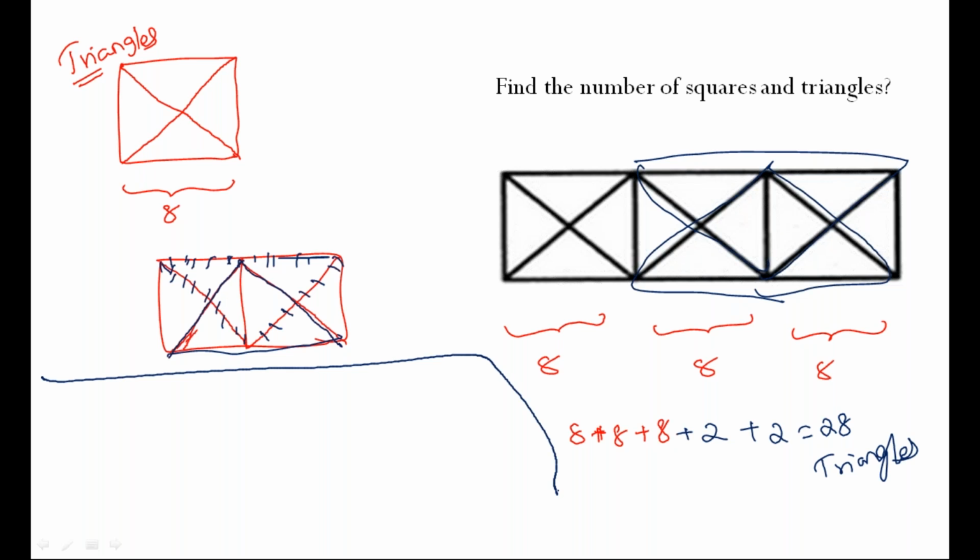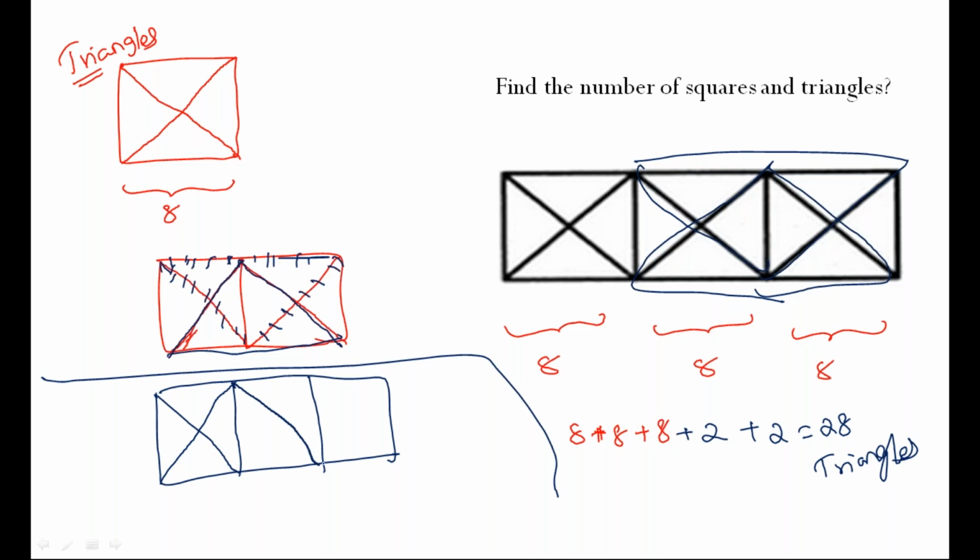So triangles completed. Now you people have to answer for squares, and a few among you have already given the answer as 3. But my dear friends, 3 is wrong. 3 is wrong answer. Answer is 5. Sir, how did you get 5? Okay, wait. I'll show you now.